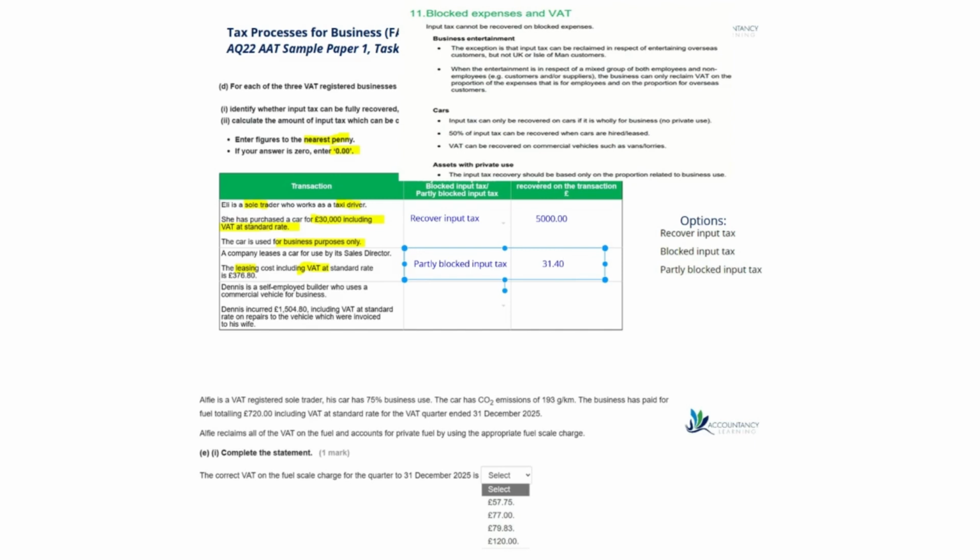And then lastly, we've got Dennis is a self-employed builder who uses a commercial vehicle for business. He's incurred £1,504.80, including VAT at standard rate on repairs, and it's been invoiced to his wife. So that's going to be blocked because it's been invoiced to his wife rather than his business. And so because it's blocked, it means that our value is 0.